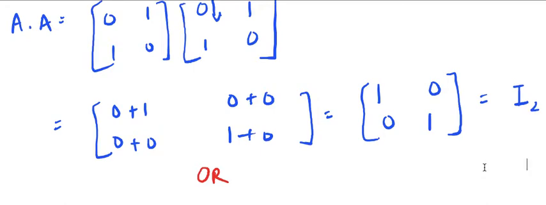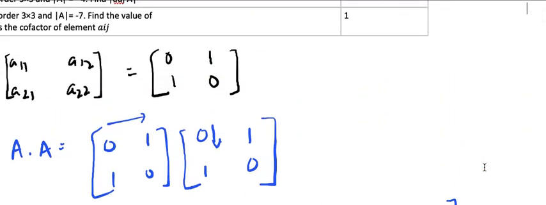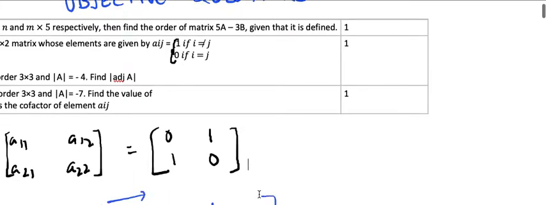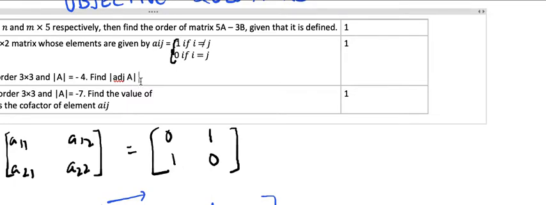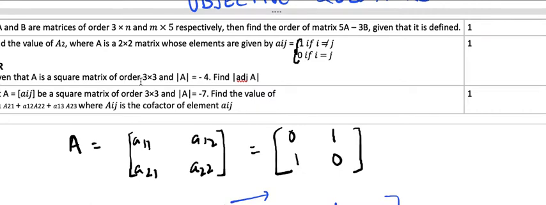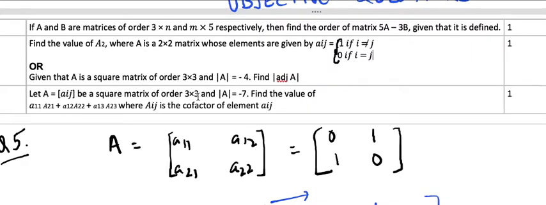Now I will read out the second question, which is an option there, and the option is, just a second, let us move to the left. See, it is given that A is a square matrix of order 3 cross 3 and determinant A is equal to -4. Find determinant of adjoint A.